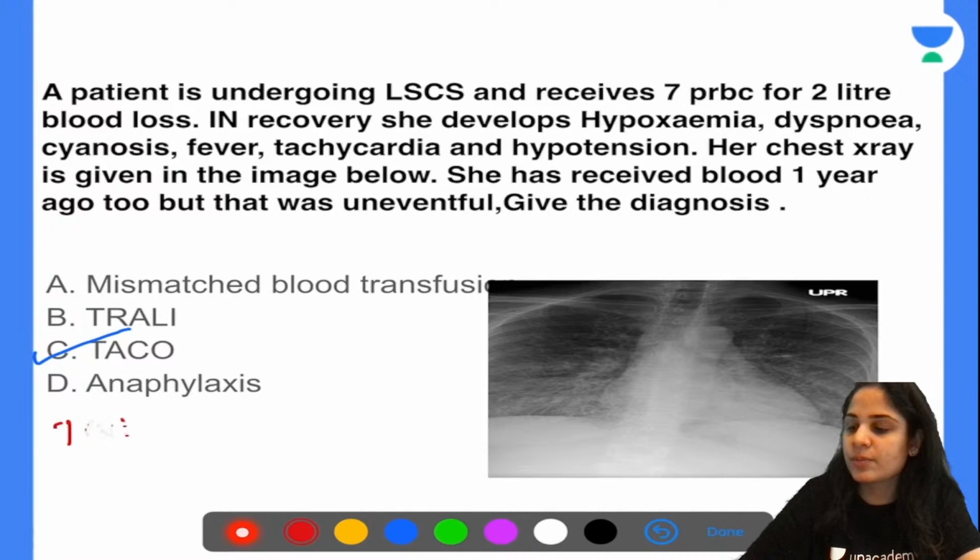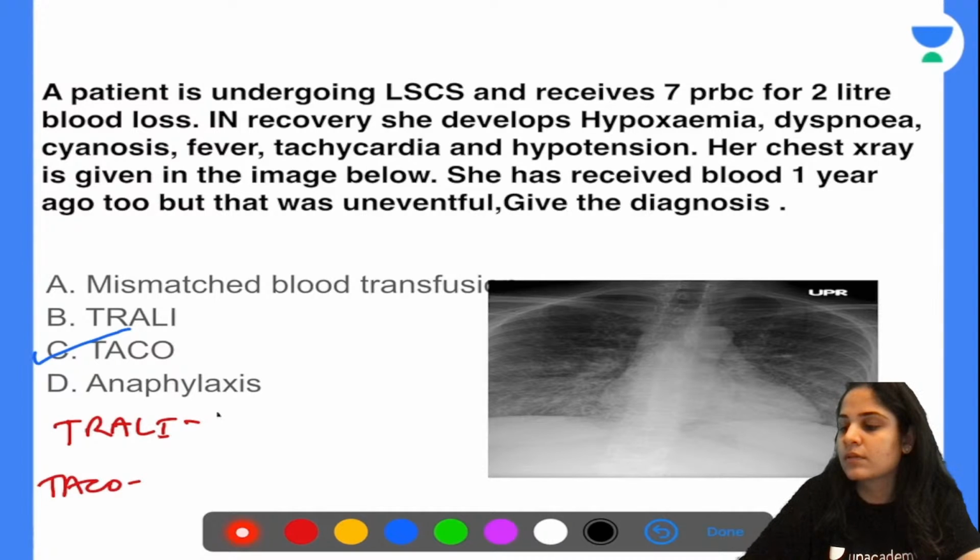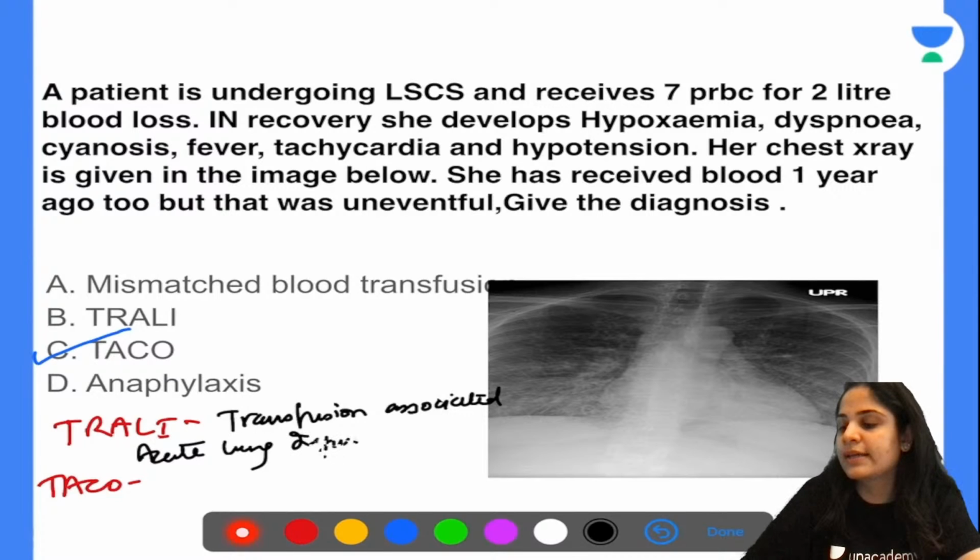Okay, so the full form of TRALI is transfusion associated acute lung injury, and the full form of TACO is transfusion associated circulatory overload.